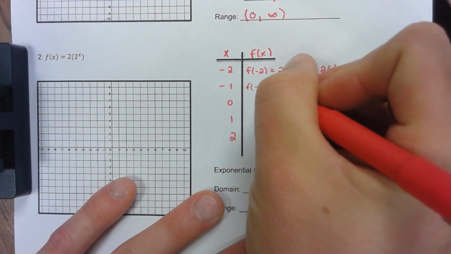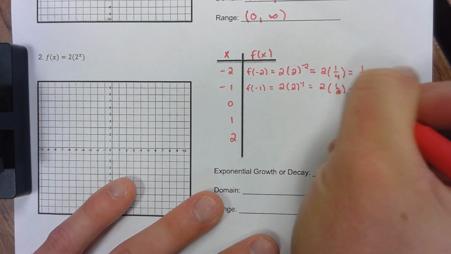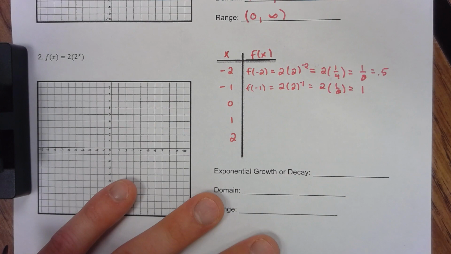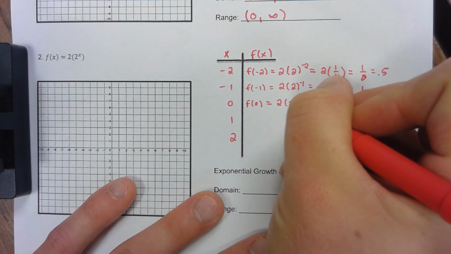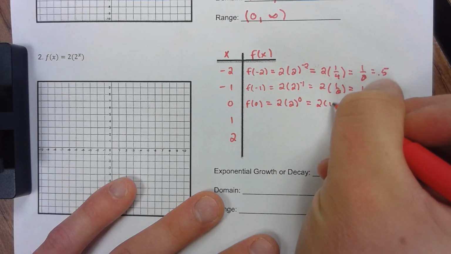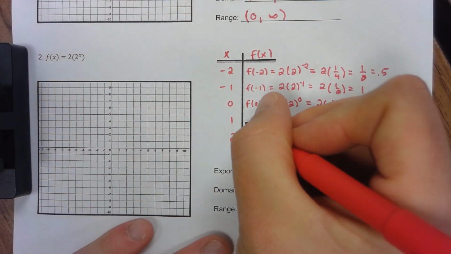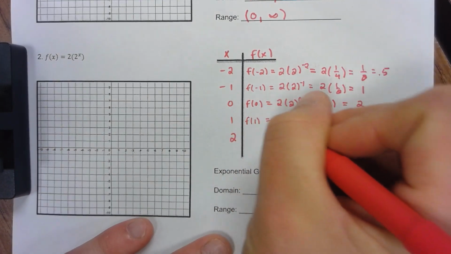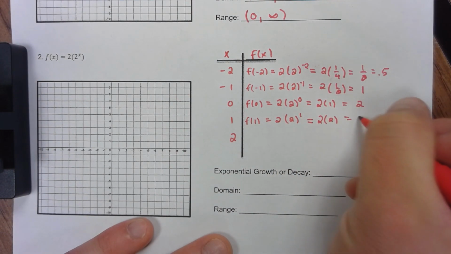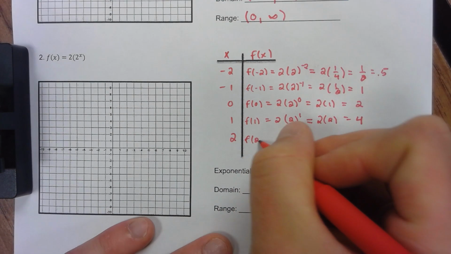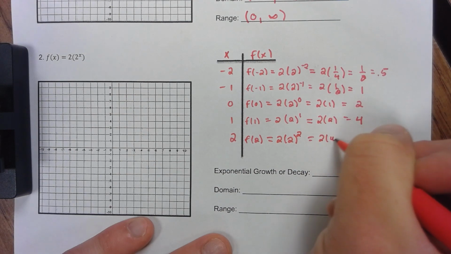Then f of -1 is 2 times 2 to the power of -1. That's 2 times 1/2. 2 times 1/2 is 1. F of 0, that's 2 times 2 to the power of 0, which is 2 times 1, which is 2. F of 1, 2 times 2 to the power of 1, so 2 times 2, which is 4. Okay, f of 2, 2 times 2 squared, which is 2 times 4, which is 8.